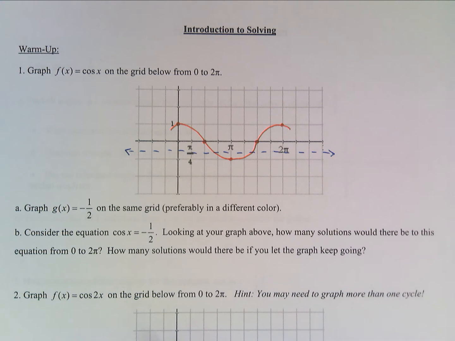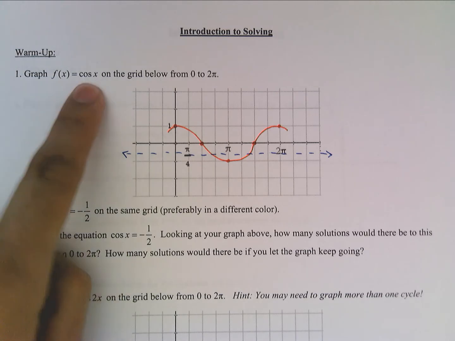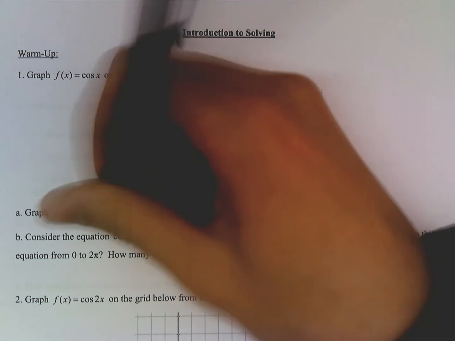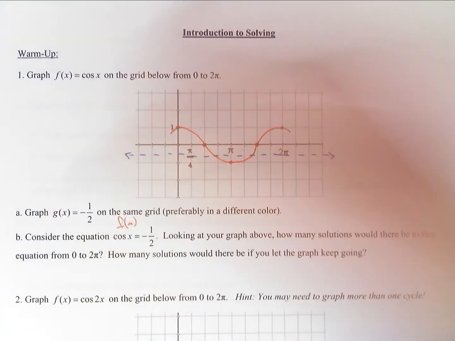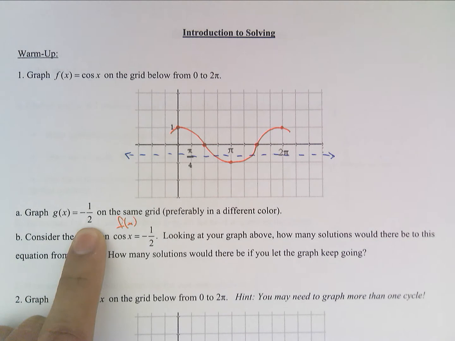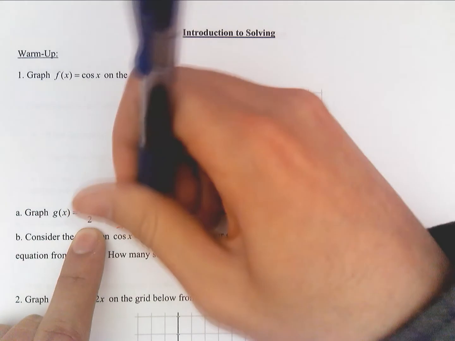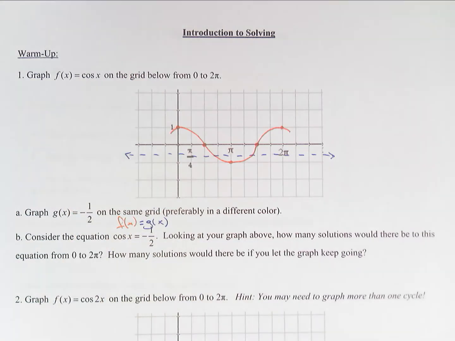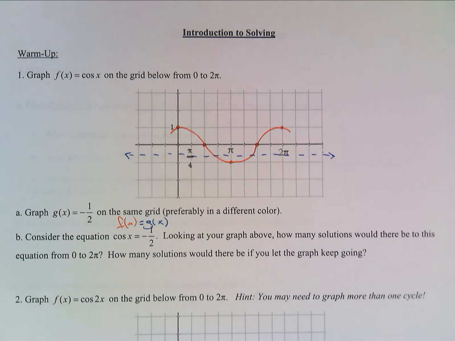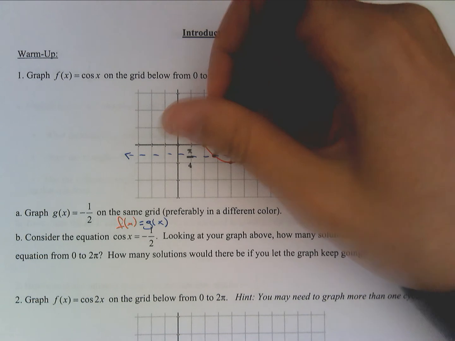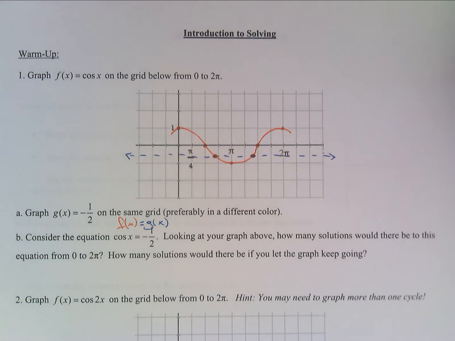Now, I want to consider the equation cosine of x equals -1/2. In other words, we know that cosine in this case is f, and we know that -1/2 is our g of x. So we're saying, where are these functions equal? Well, we know about systems, wherever two functions are equal are where they intersect. So we find the intersection points right here and right here from 0 to 2 pi.